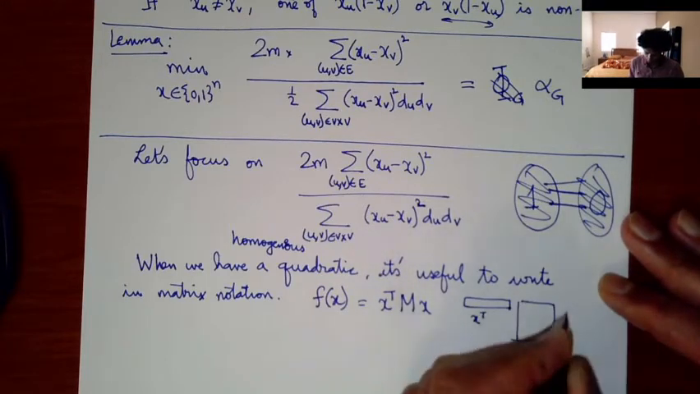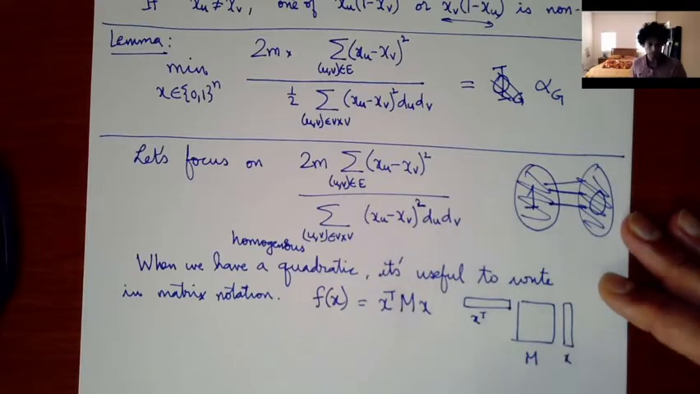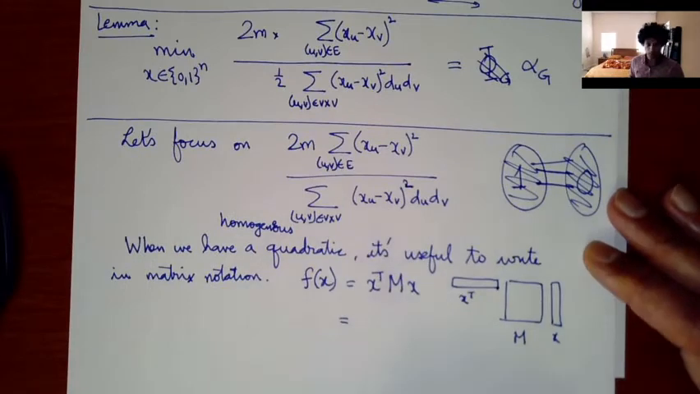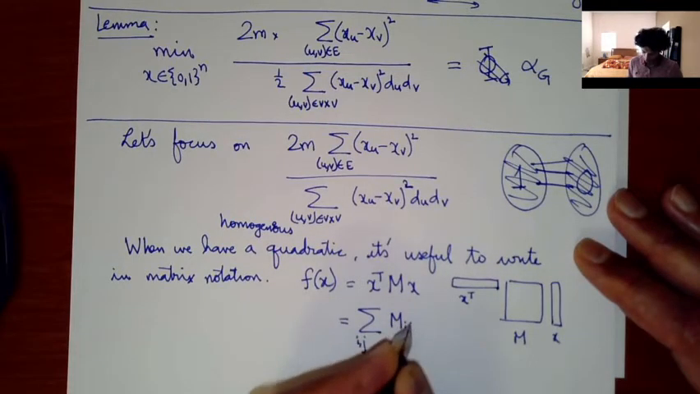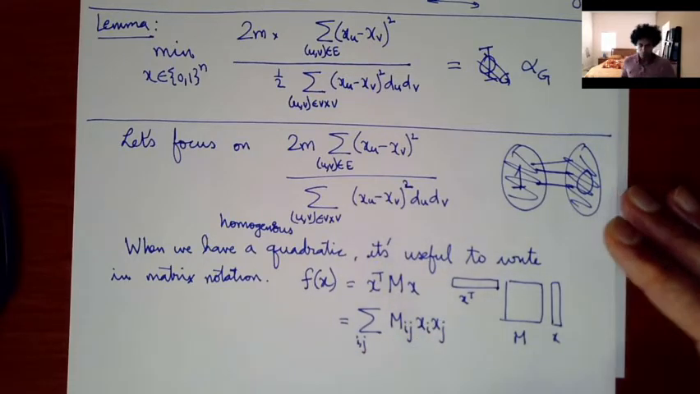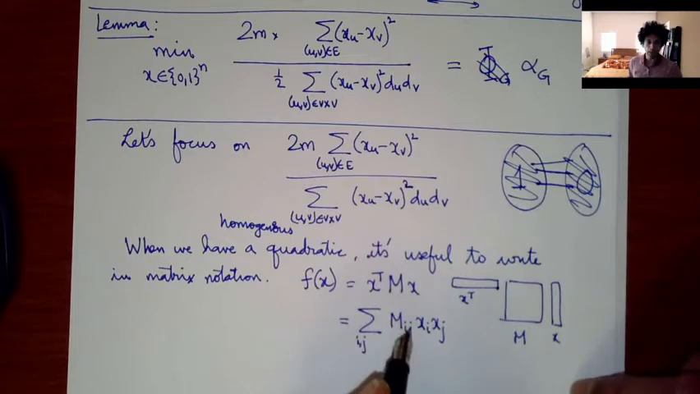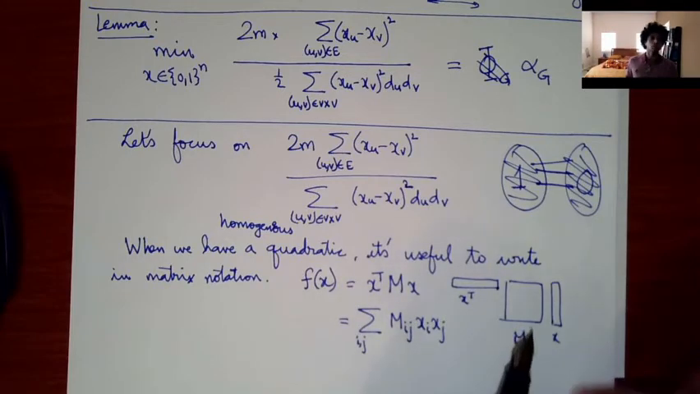This is M. And this is x. And if you look at what this quantity is, this is exactly the sum over all i and j of m_ij x_i times x_j. Right? So the coefficients of the quadratic are exactly the entries of the matrix.